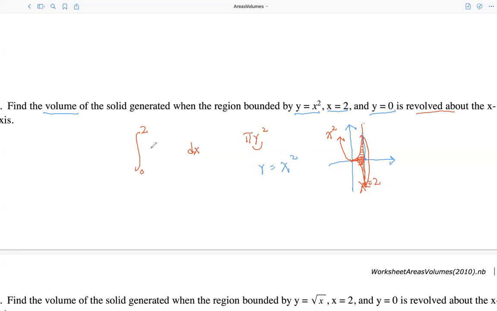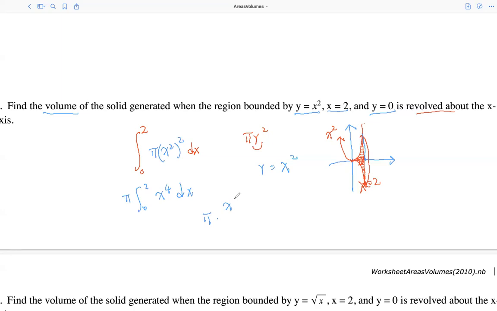Okay, so our integrand would be the area of those circles. We add up from 0 to 2 along the x-axis. So pi r squared, where r is x squared. So we need to square this. Well, pi is a constant, so we just factor it outside of the integration. x squared squared is x raised to the 4th power. Then we just integrate x to the 4th power.